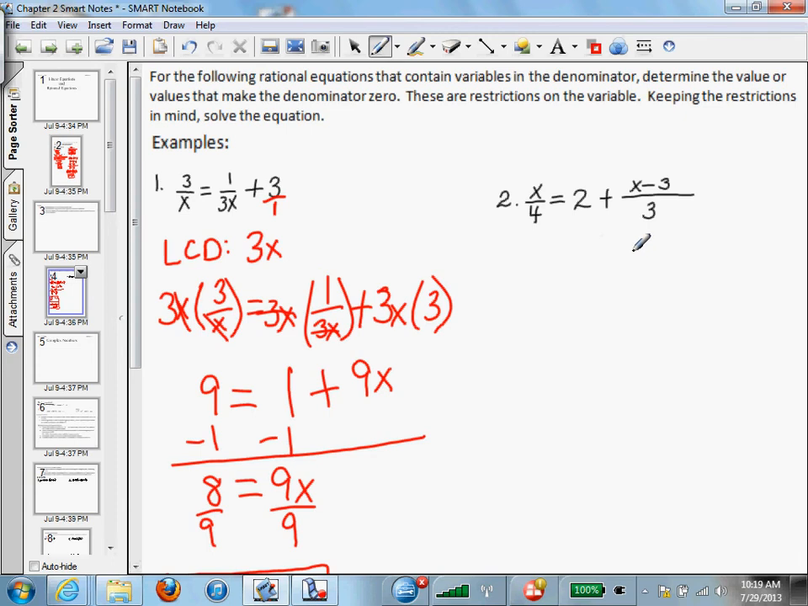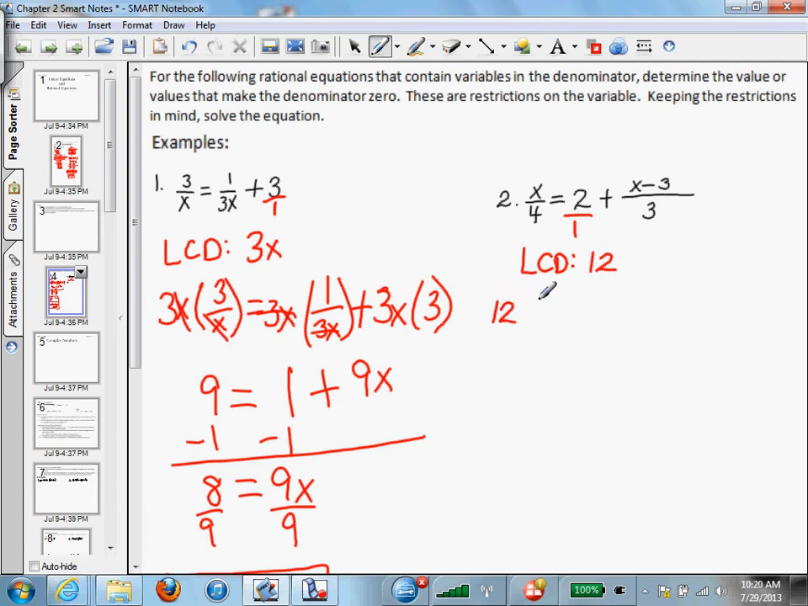Okay, for this next one, we have x over 4 equals 2 plus the quantity x minus 3 all over 3. So we can rewrite this part right here as 2 over 1. So we have 1, 3, and 4 as denominators. What do all of those have in common? Well, 3 cannot go into 4 and 4 cannot go into 3. 1 can go into either one of those. So if we multiply 4 and 3 together, we get 12. So that means that 4 can go into 12, 1 can go into 12, and 3 can go into 12. It's the least common denominator.